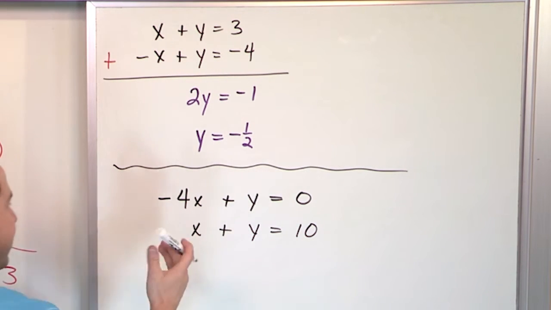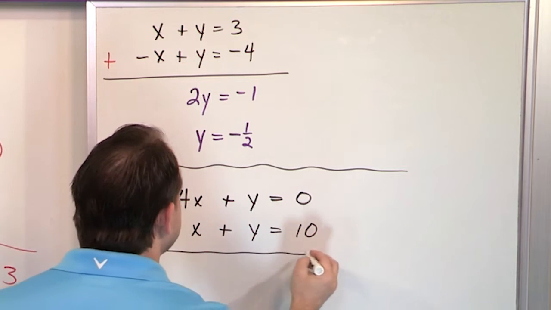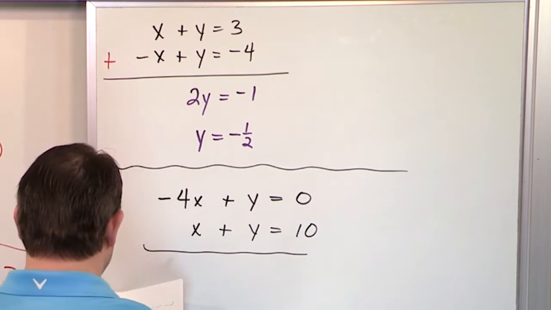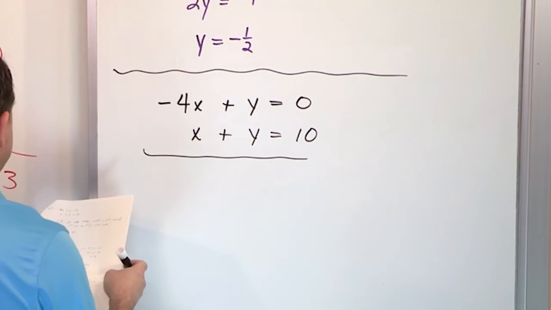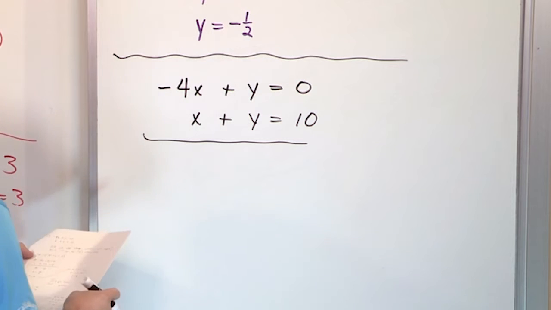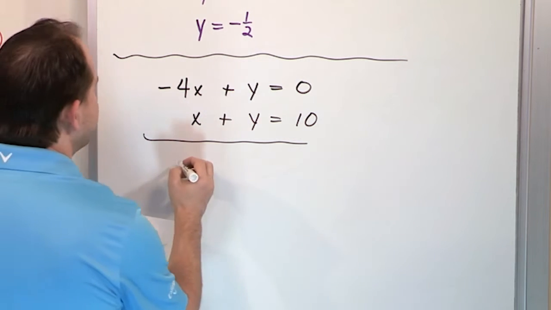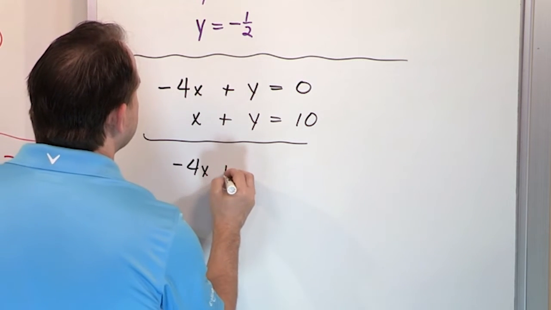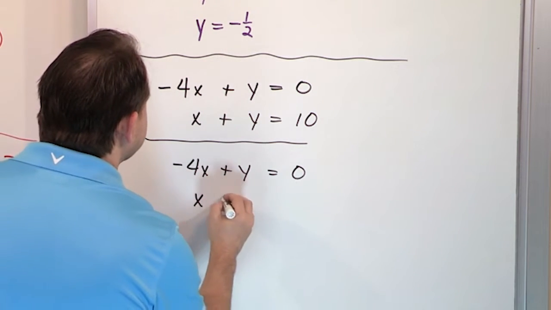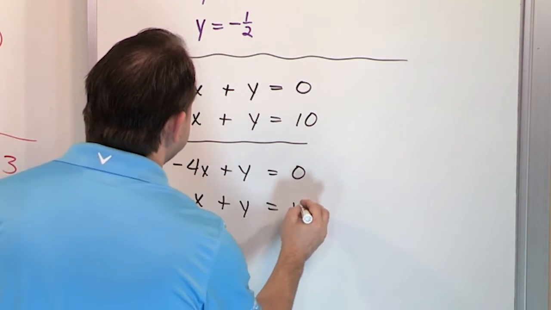So what I want to do is, this is the original problem statement. Let me do a little line under it, and I want to rewrite the problem directly underneath it. Let's say that I have -4x plus y equals 0. And I write the other equation, x plus y is equal to 10.